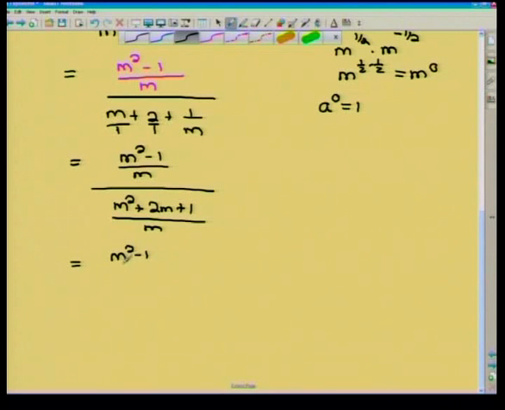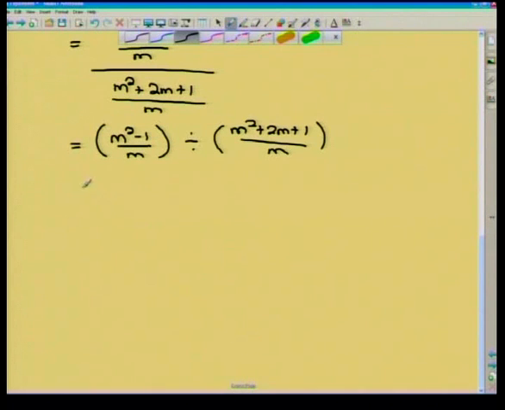Now just to make it a little bit easier, I'm going to write it in a different way for you so you can understand what I'm doing. So here I've got m squared minus 1 over m, and I'm going to divide by m squared plus 2m plus 1 over m. Looking at that, we can say that is m squared minus 1 over m times by m over m squared plus 2m plus 1. Same principle as if I just inverted that.